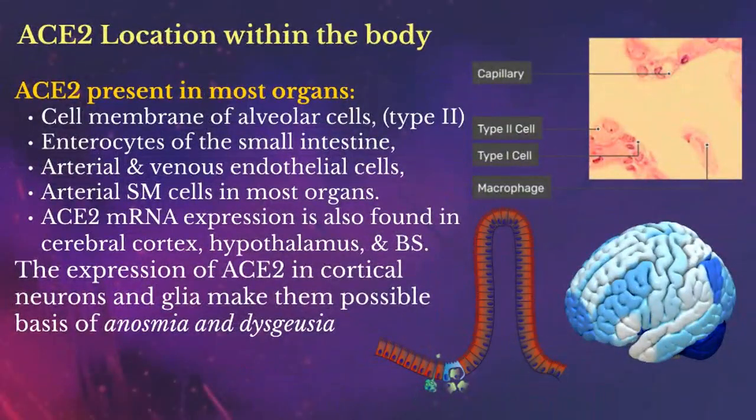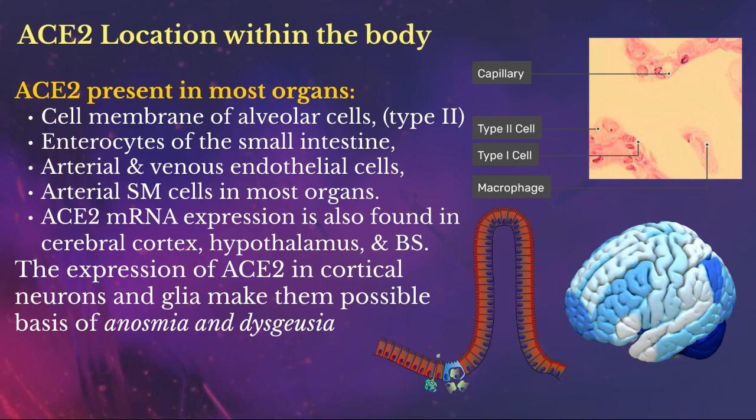The bad news is, and the question is very important: where is the location? The bad news is these receptors are found in most organs. Found in the type 2 alveolar cells of the lung, where we have two types of alveolar cell, but the virus is found in type 2. Found in the small intestine, on endothelial cells of arteries and veins, on the smooth muscle cells of arteries in almost every organ, and bad news, also found in the cerebral cortex, hypothalamus, and brainstem.